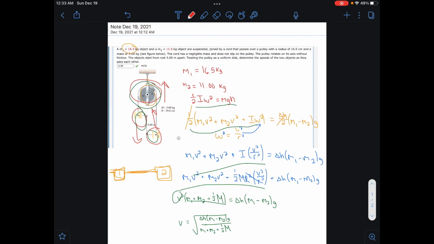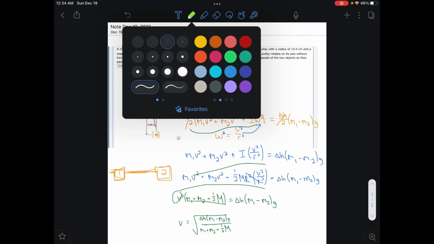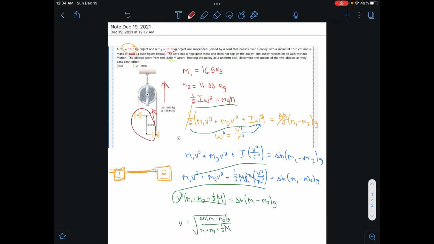So we have our masses. Then we have the distance, this 3 meters right now. Let me clear this up and use a darker color than green. This distance right here, that's going to be our change in height. And then we have our other mass, that's the mass of our disk.